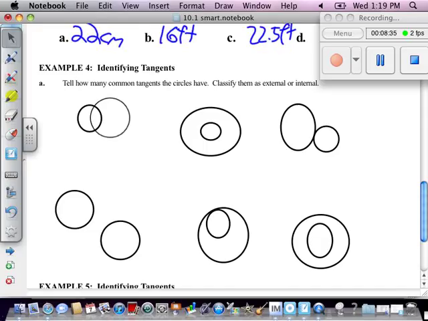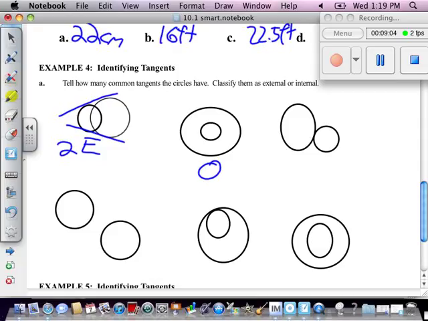Okay, how many tangents can we have in this? I can have one right here, and I can have one right here. How many do I have? 2. Are they internal or external? Can I have an internal? No. How many tangents can I have for this circle? None. Because a tangent cannot go through the circle. It can only hit it in one spot.